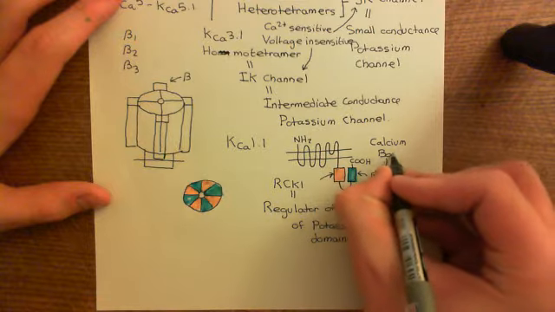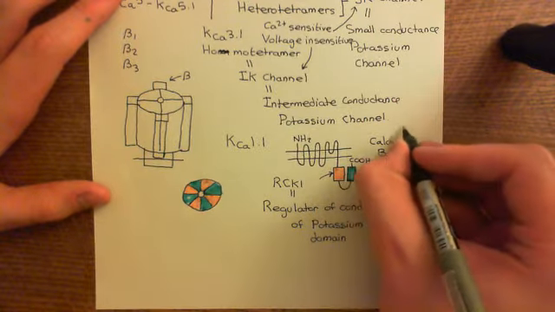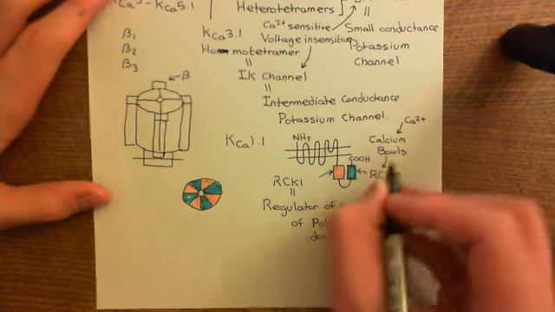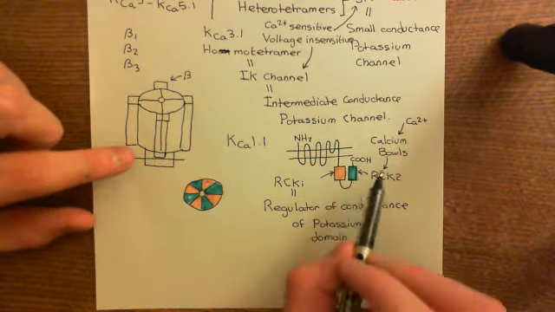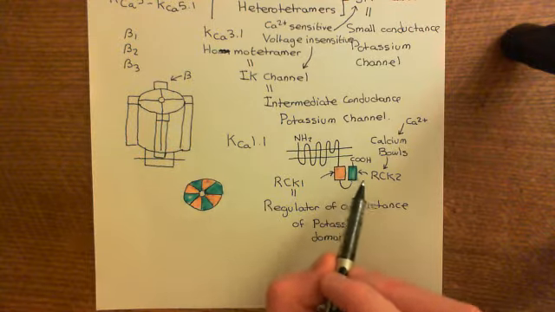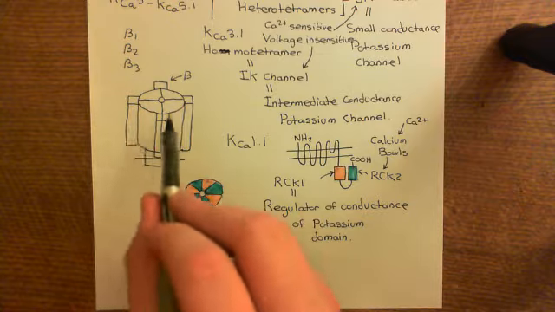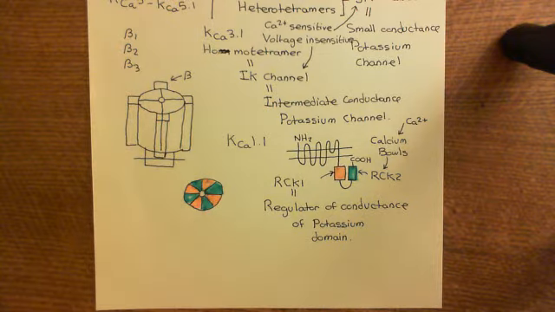Now these RCK domains, specifically the RCK2 domain, have structures within them known as calcium bowls. These calcium bowls are structures where calcium can come and bind. So if calcium goes up in the cytoplasm, calcium can bind to the calcium bowls on the RCK domains, and this will then trigger the opening of this BK channel.